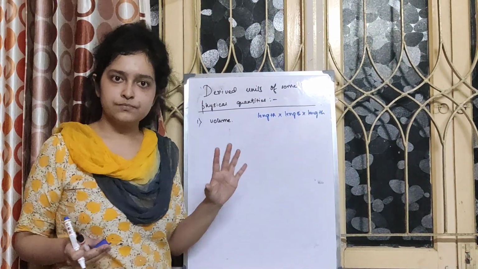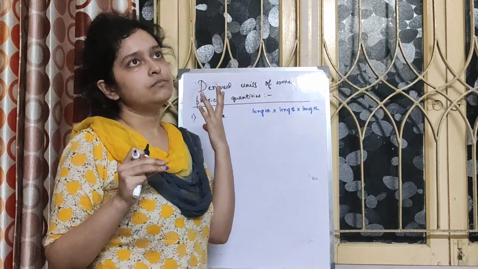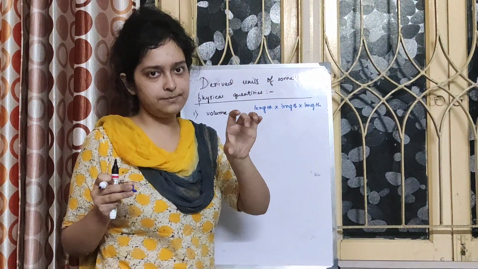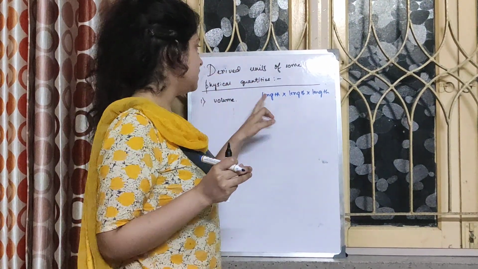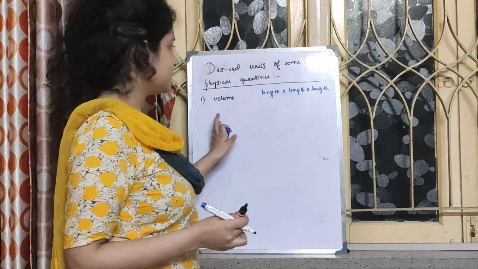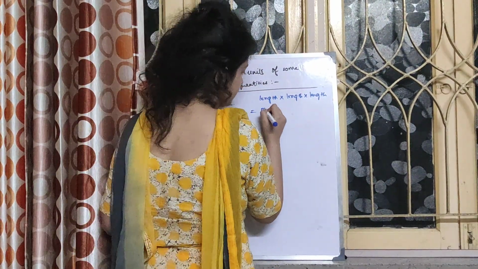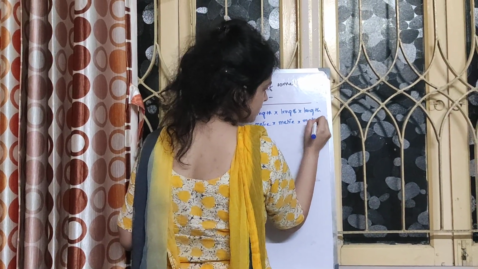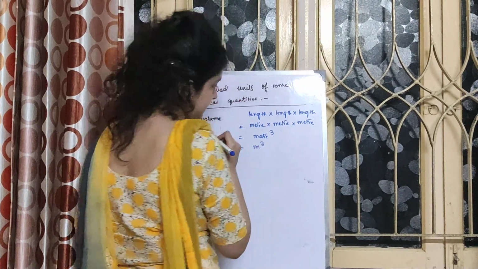In the annual exam also you will get this type of question: find the derived unit of some physical quantity. Any quantity you may get, so you have to find the derived unit of those physical quantities. Just don't expect you will get volume, because it's very easy. Length into length into length, that means meter into meter into meter. So we can write it as meter cube.